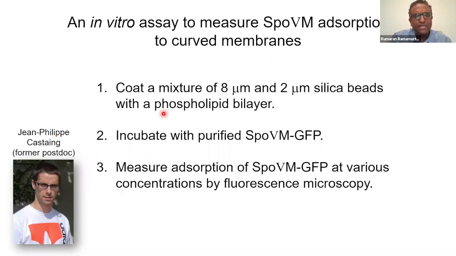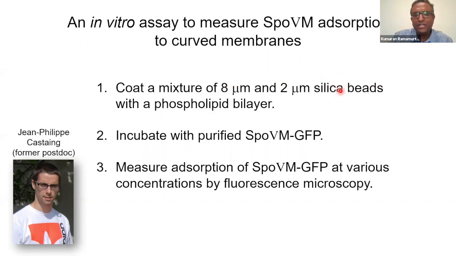So what Jean-Philippe did was that he did this biophysical assay where he starts off with silica beads that you can buy commercially that are available at different diameters. So he chose either 2 microns in diameter or 8 microns in diameter. So I just want to remind you that the Bacillus forespore is about 1 micron in diameter. So this is close to the curvature that you should be seeing on the surface of the spore. And this is less curved.